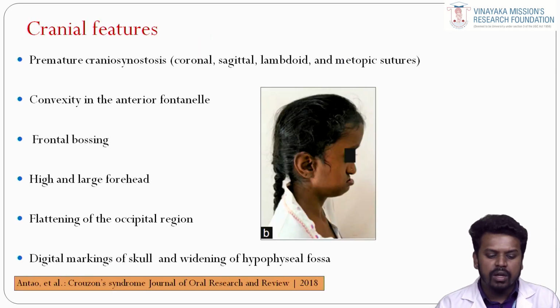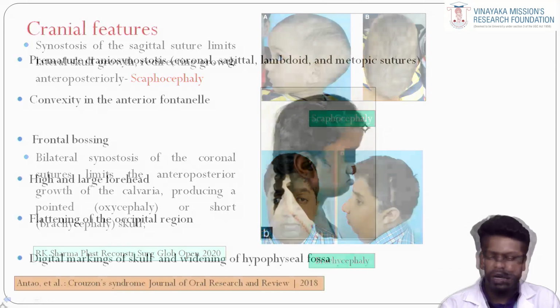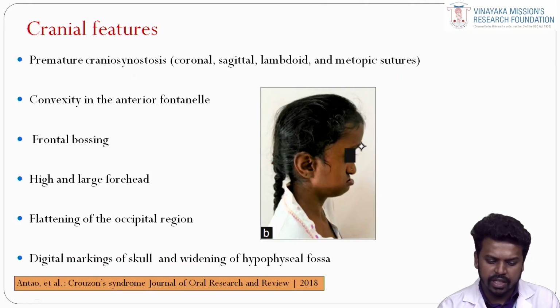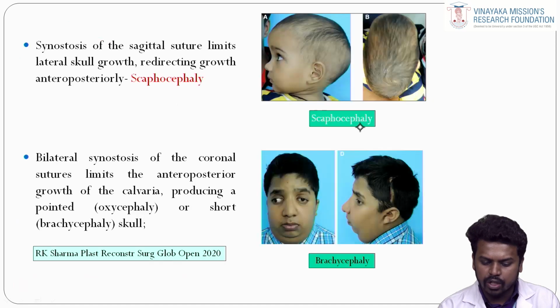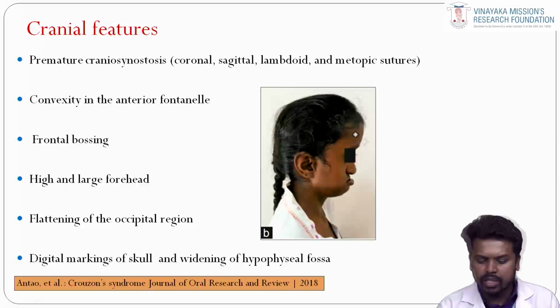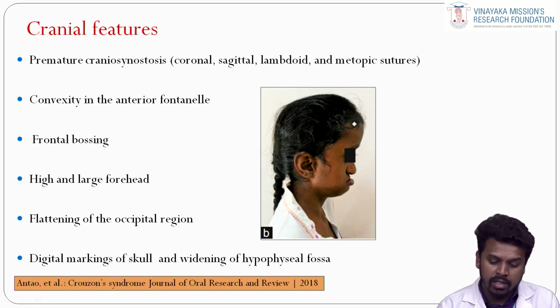The cranial features: premature craniosynostosis, that is, premature fusion of the coronal, sagittal, lambdoid and metopic sutures. A convexity in the anterior fontanelle. You could see the anterior fontanelle convexity, and frontal bossing. The patient has frontal bossing in the forehead region, and a high and large forehead. The forehead will be excessively large in ratio.